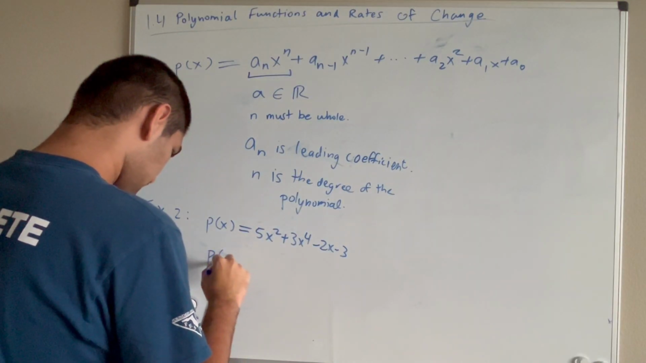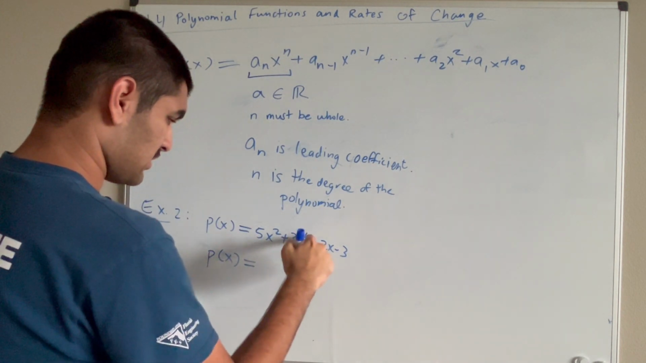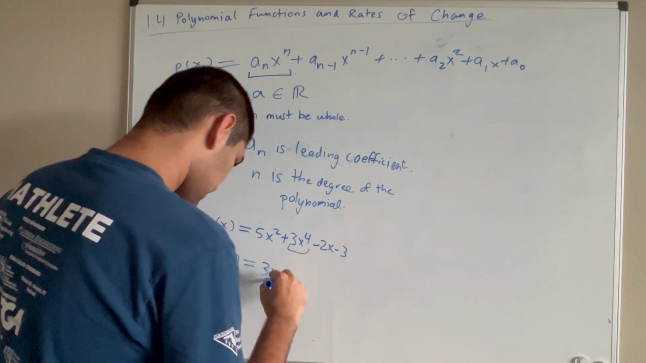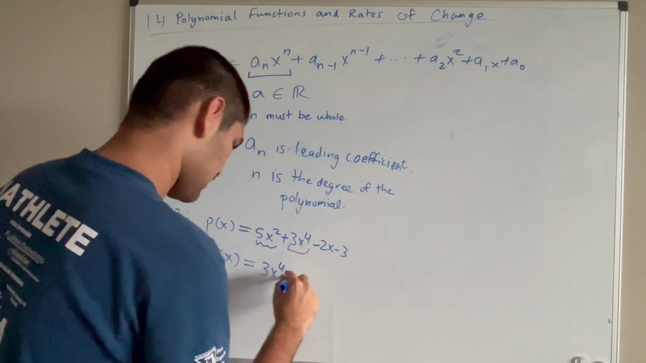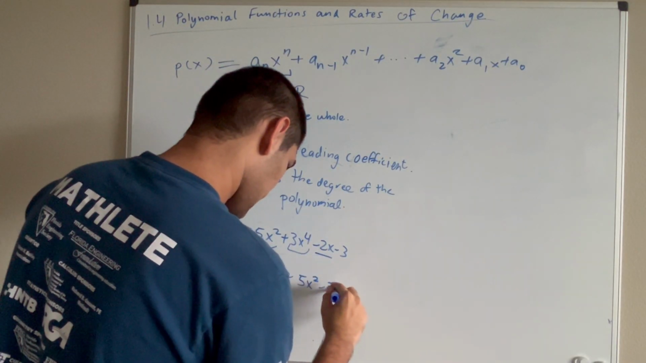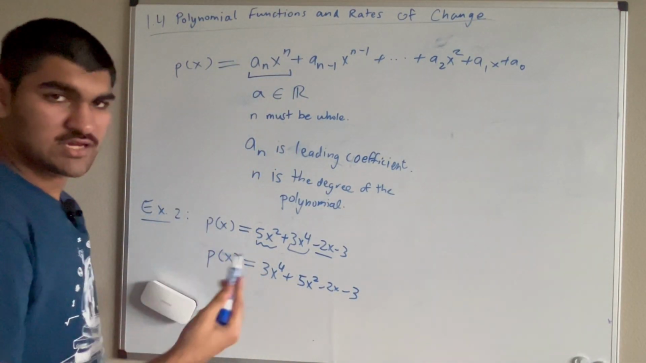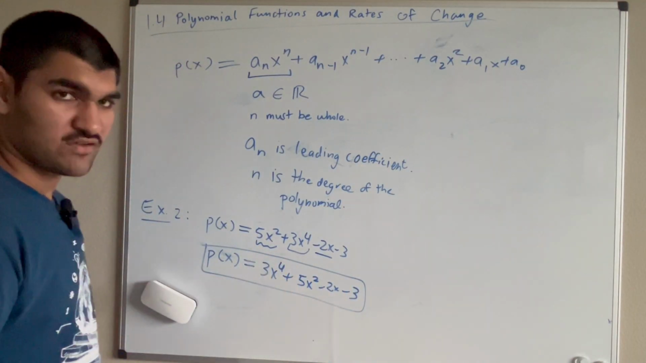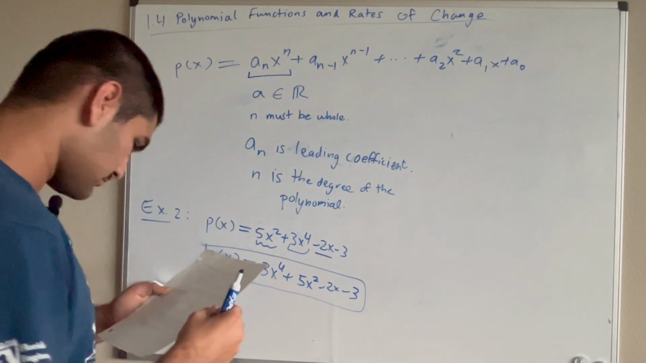So the highest degree term is 3x to the fourth because that has the highest exponent out of x to the fourth. So the first term is 3x to the fourth, and then the next highest term is 5x squared, and then you have minus 2x, and then you have minus 3. And so p of x rewritten in standard form would be the following: 3x to the fourth plus 5x squared minus 2x minus 3. Okay, cool.